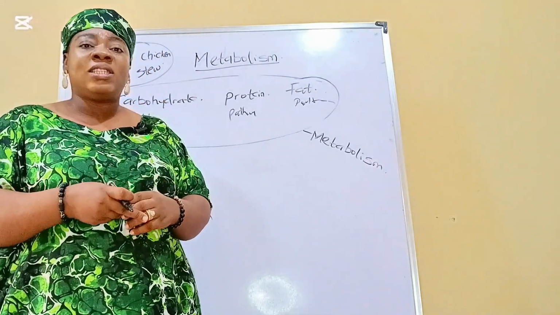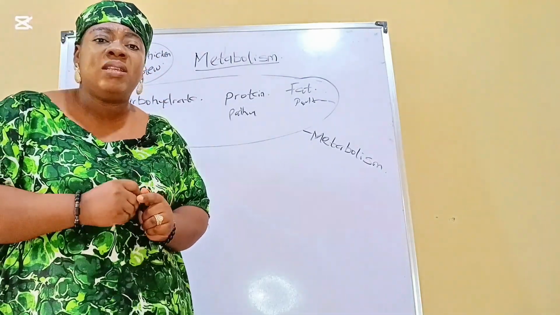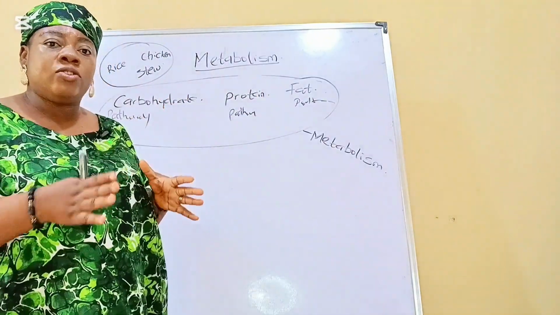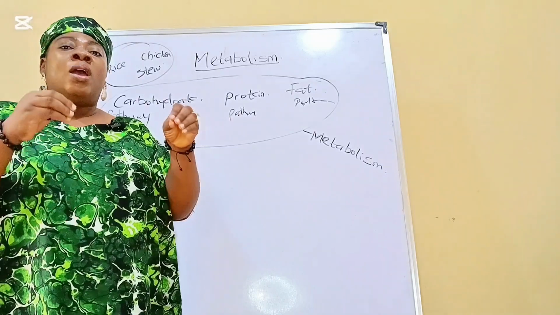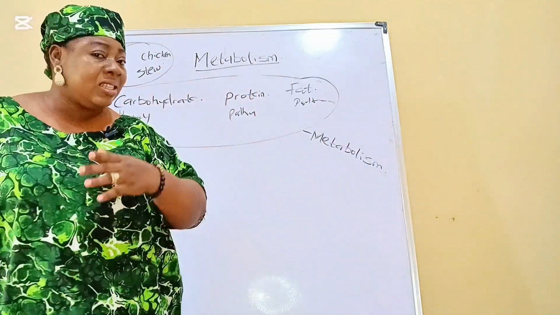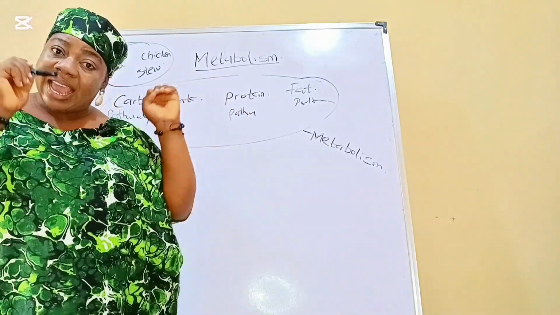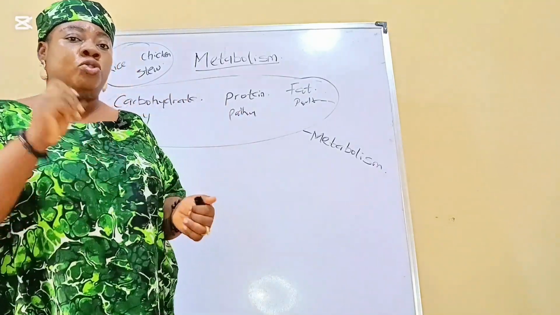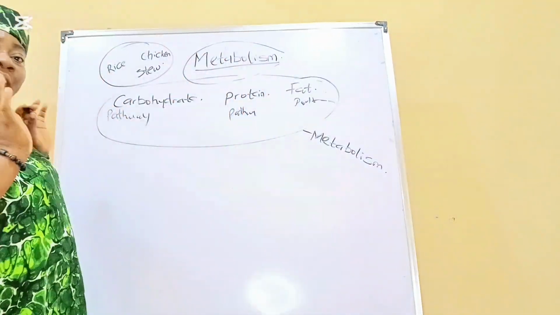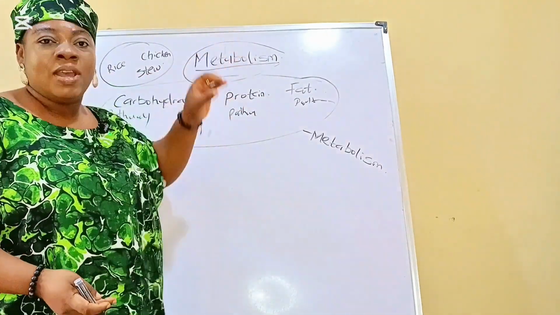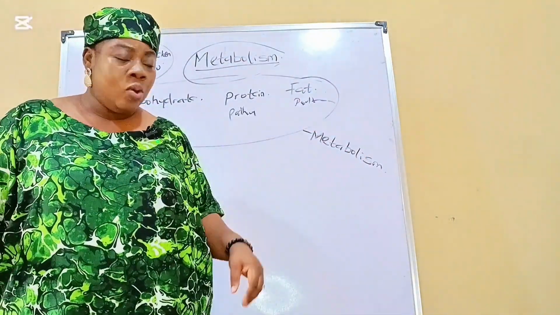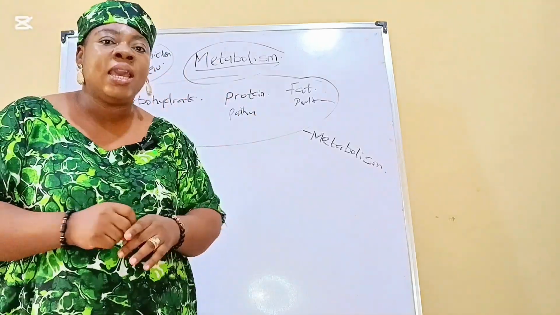So in summary, let's take metabolism and metabolic pathway. Take for example your school, your higher institution. Your higher institution comprises different departments. So your higher institution is your metabolism. Now, the different departments in your school are our metabolic pathways.